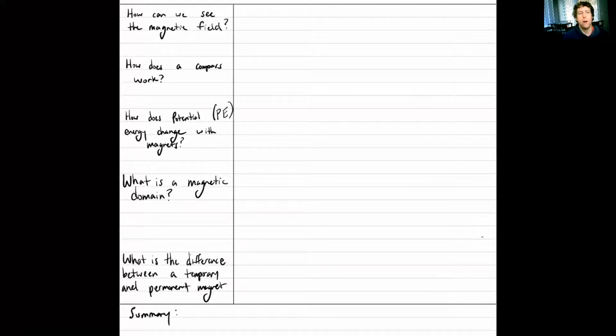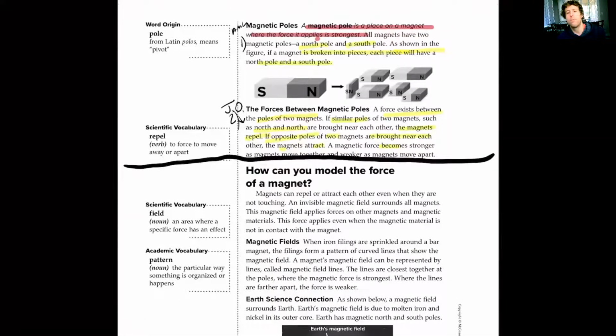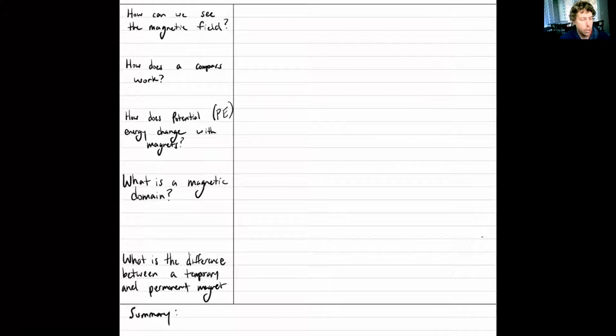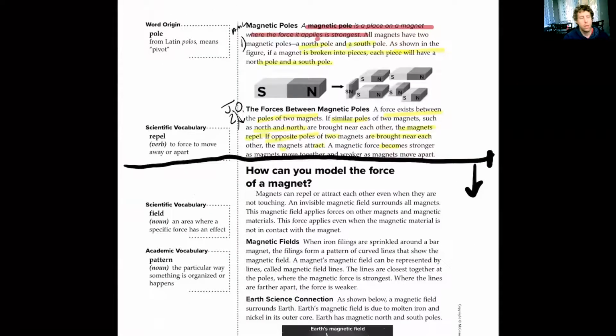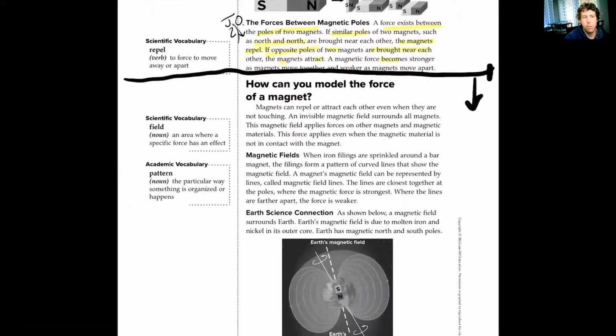So today you're going to find all of your answers in the magnetic forces reading that we started last week. So we stopped right here. And you guys are going to continue reading through the remainder of the pages, trying to find the answers. Okay, so for question 1, it says, how can we see the magnetic field? We're going to look for that answer right here.